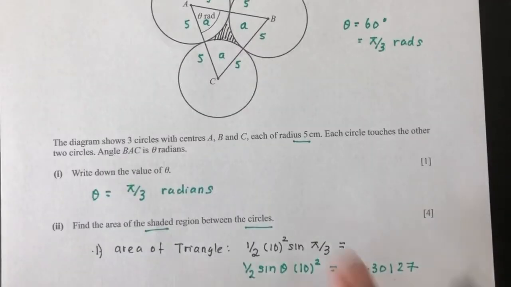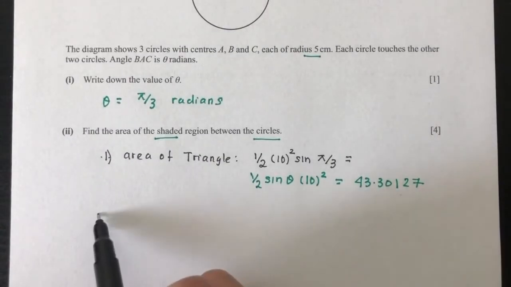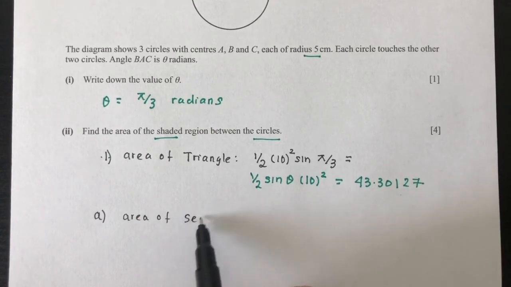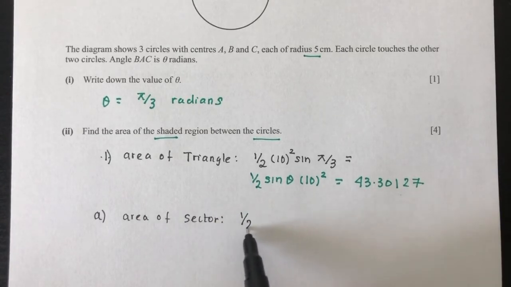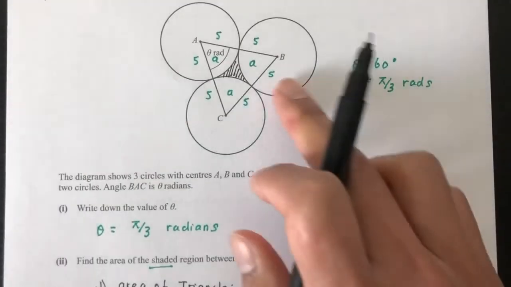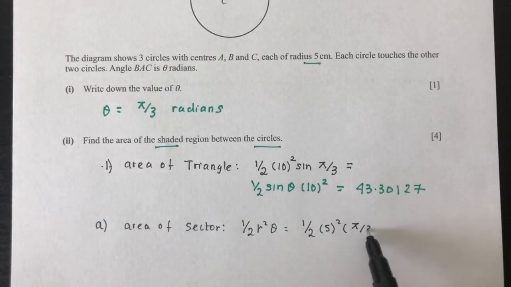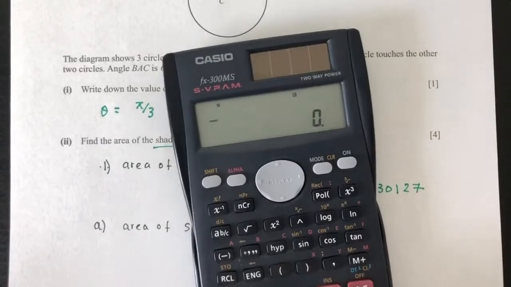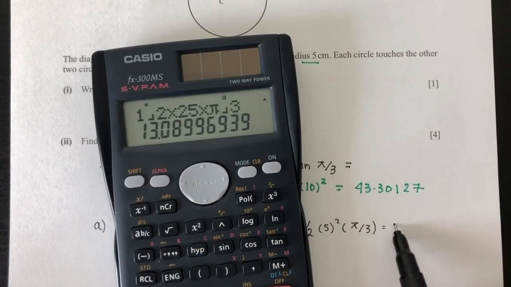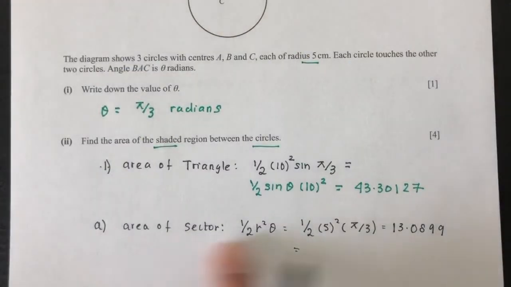Now for part 2, we have to find the area of A. Area of A is the area of sector of one of the circle. So we can find this easily by using our formula, half r square theta. Half is half. R square here is the radius of the circle, which is 5, so 5 square. Theta is the angle, pi by 3. So let's solve this. Half times 25 times pi by 3. That should give you 13.0899.